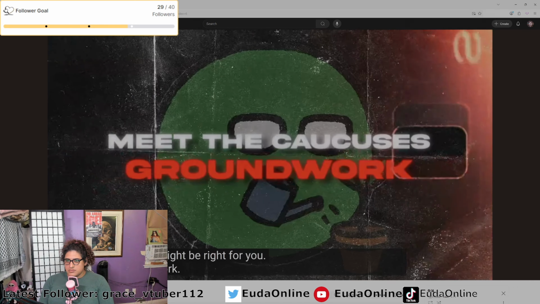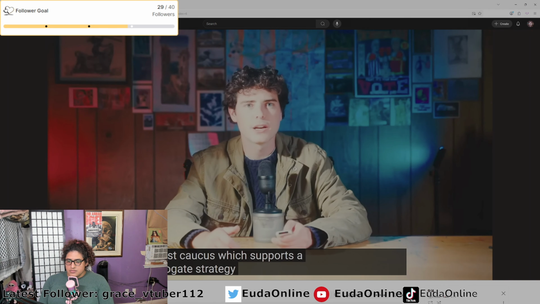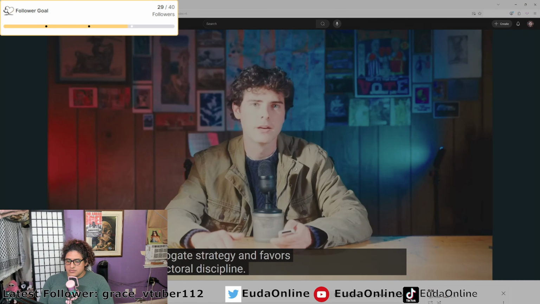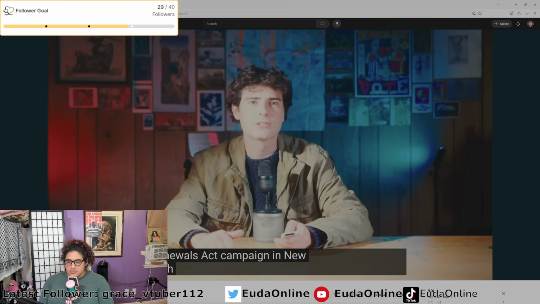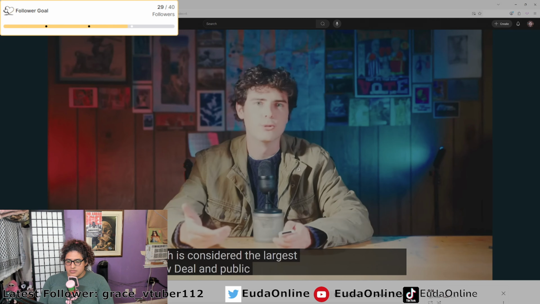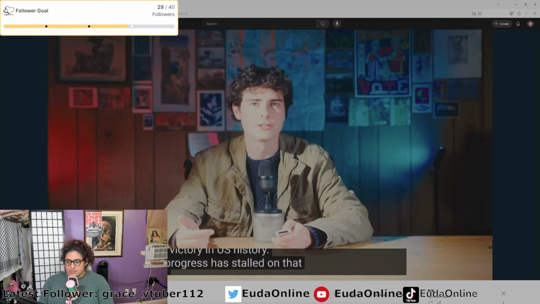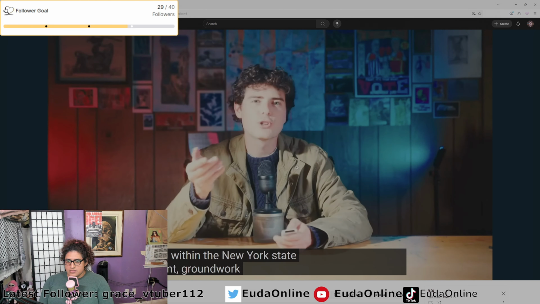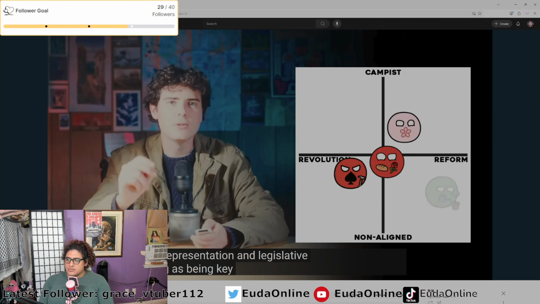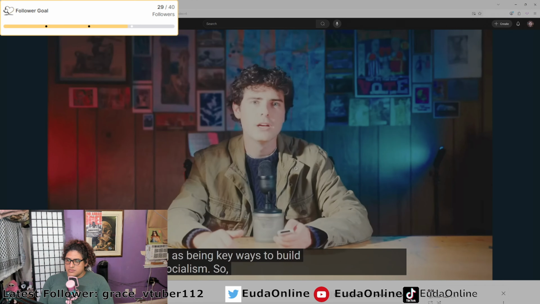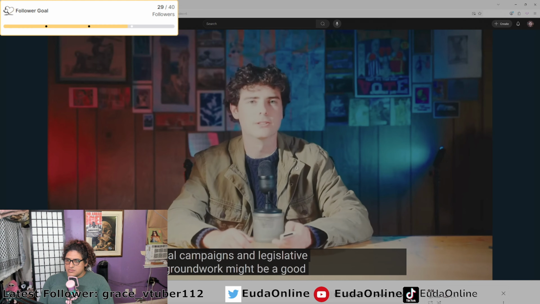Groundwork. Groundwork is an eco-socialist caucus which supports a party surrogate strategy and favors looser electoral discipline. Some of its members were involved in the Build Public Renewables Act campaign in New York, which is considered the largest Green New Deal and public renewables legislative victory in U.S. history, although progress has stalled on that legislation within the New York state government. Groundwork generally sees electoral representation and legislative organizing as being key ways to build towards socialism. So if you're looking for practical campaigns and legislative victories, Groundwork might be a good place to start.